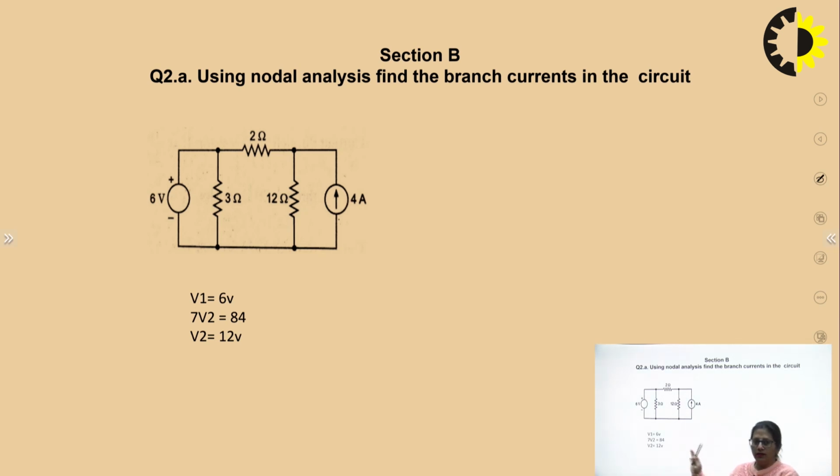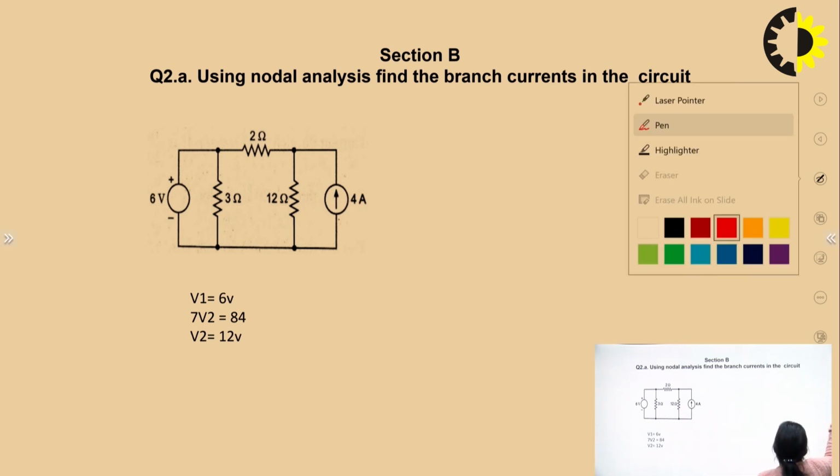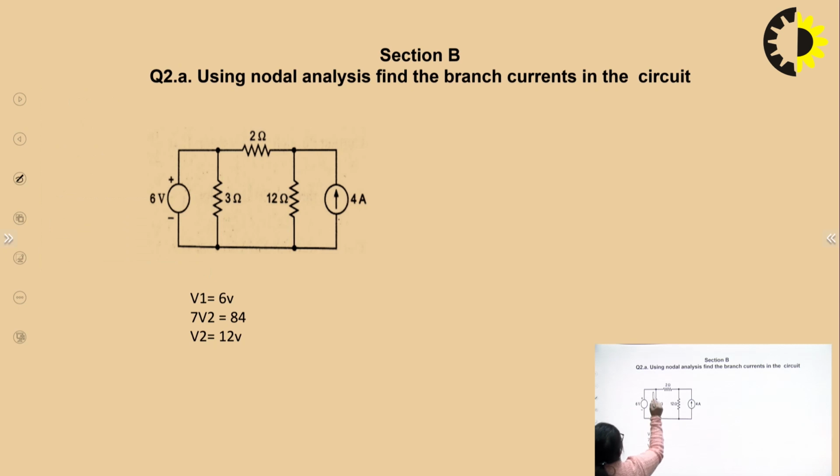For this particular circuit, the first step in solving by nodal analysis is to identify all the nodes, or junctions, occurring in this network. This is node 1, with potential V1. This is node 2, or junction 2, with potential V2. And the third one is V3, which is at ground potential, or zero potential.